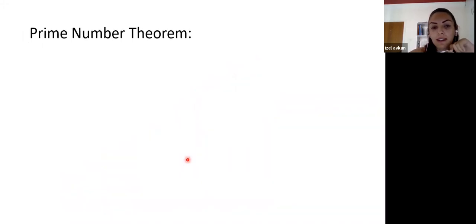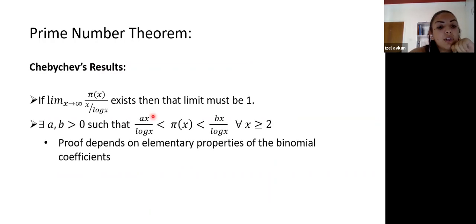Now, having an insight that the prime number theorem looks true, let's look at the first steps in the direction of the proof done by Chebyshev. First, he showed that if the limit as x goes to infinity of π(x) divided by x over log x exists, then it must be equal to 1. However, he couldn't prove the existence part.